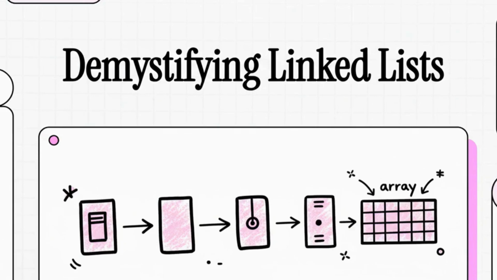Welcome to the Explainer. In the digital world, how you organize your information is, well, it's everything. If you get it right, your app is just lightning fast. But if you get it wrong, the whole thing can grind to a halt. So today, we're going to demystify a really foundational concept, the linked list. And we're going to see why, sometimes, a flexible chain is way more powerful than a rigid block.